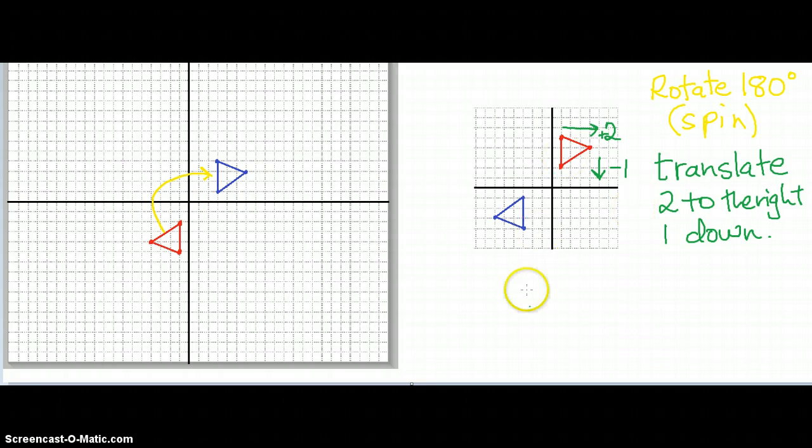Now, it's important to note that you can write this another way. Besides writing out rotation and translation like this, we can say that we took the x and the y coordinates in order to rotate by 180 degrees, we take negative x and a negative y, and that should give us that 180 degree spin. And then, so this is going to be the rotation.